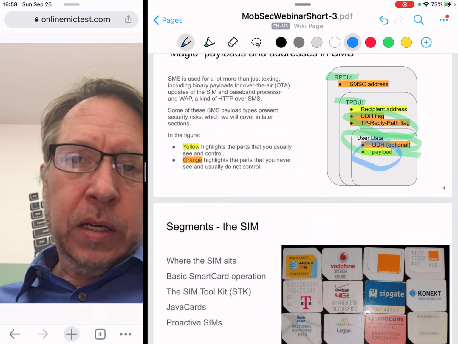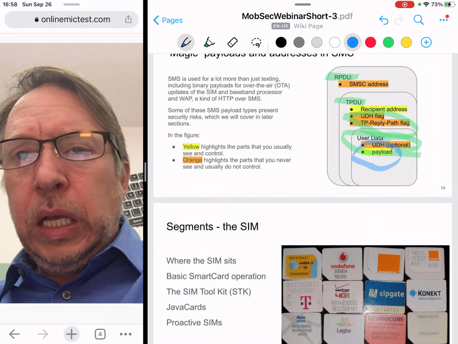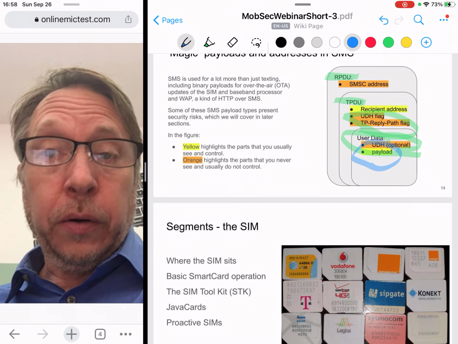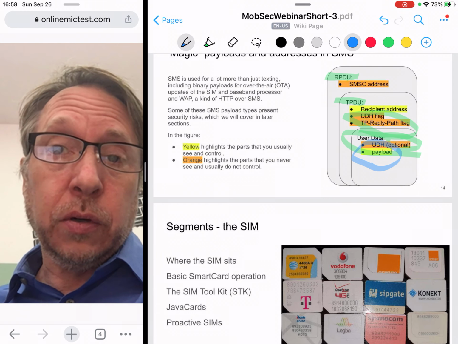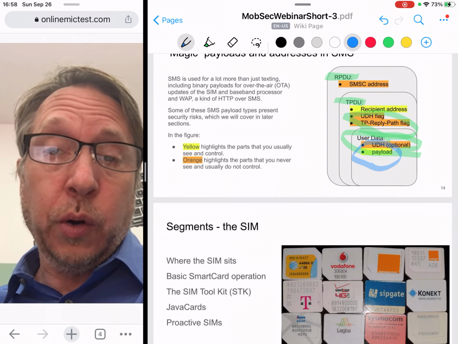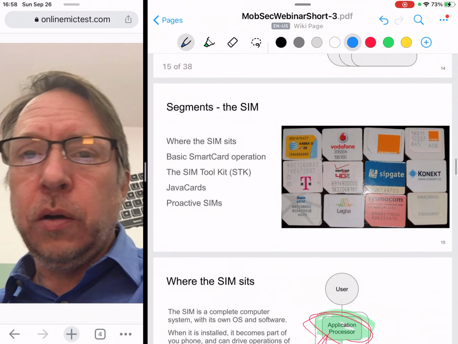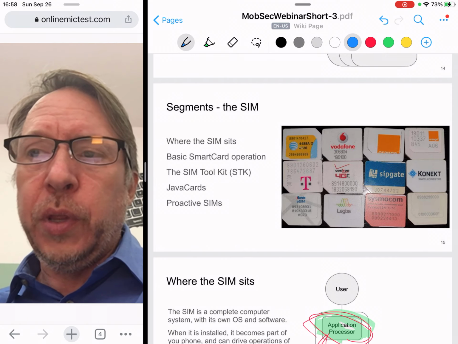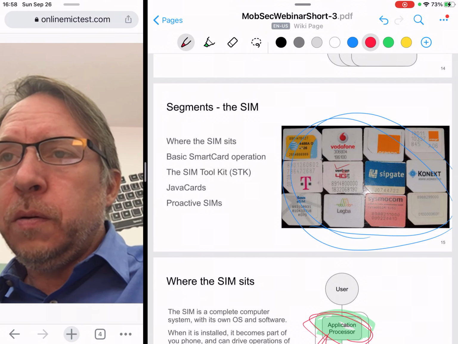The one way to identify a proactive SIM is to put in a smart card reader and read off the SIM profile. If it's a proactive SIM, there will be a certain bit in the SIM profile that tells you it's proactive. However, looking on slide 15, just to see how common this is, all 12 SIMs in this picture are proactive.